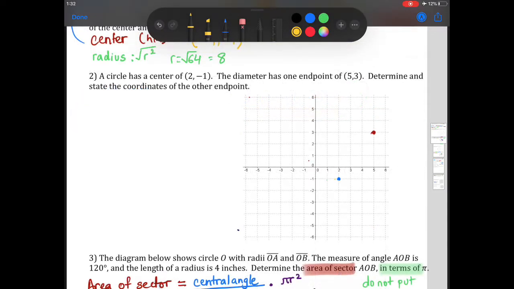Okay. Number 2. It says a circle has a center of 2, -1 and the diameter has one end point. Remember, the diameter's end points lie on the circle. We just know one end point. I plotted both of them and now it's asking me for the coordinates of the other end point. If I was to connect the center to the point, would you agree that that's the radius, right? So my other end point, if I was to take a guess, is going to be somewhere in the opposite direction, right? We don't know exactly how much, but how can we find it out?